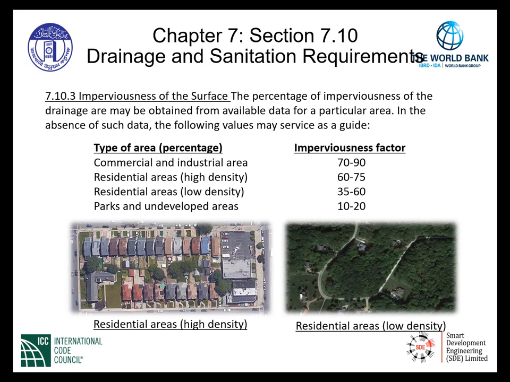Parks and undeveloped areas provide the least amount of runoff. They remain mostly in their unaltered state with little or no impervious area, which is why the imperviousness factor is so low.